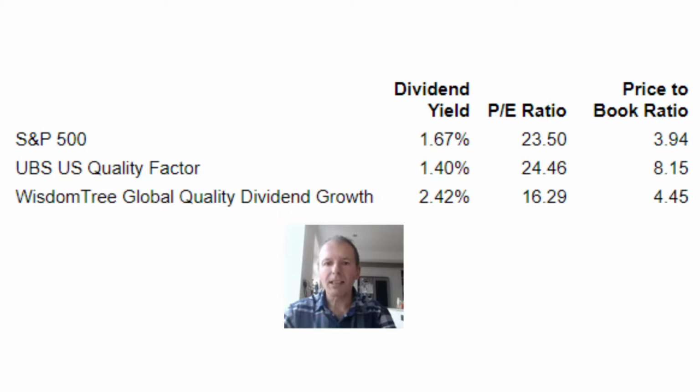Here are some stats for the S&P 500, the US Quality Factor ETF, and a Global Quality Dividend ETF, GGRG, from WisdomTree. And what we can see is that compared to the S&P 500, the quality factor has a lower dividend yield, a higher PE ratio, and about double the price to book ratio. The latter is because quality factor focuses on strong returns on equity. So if the book value is low, then you will get a good return on equity.